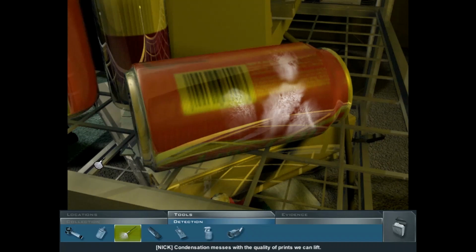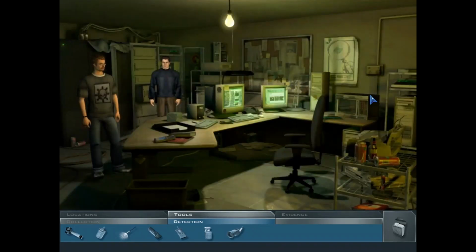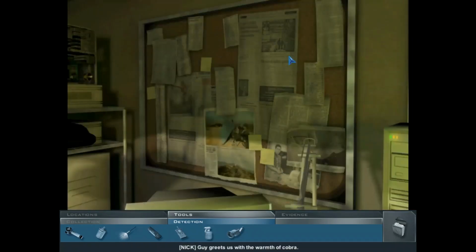Condensation messes with the quality of prints we can lift. Don't know how useful these will be. Guy greets us with the warmth of a cobra, but check this out. It's like he's our biggest fan.